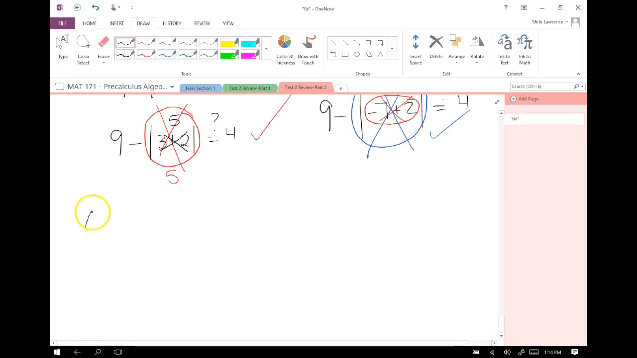So for the absolute value inequalities, and I think this will wrap up chapter 3 here.